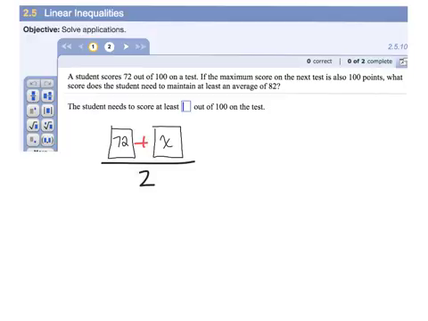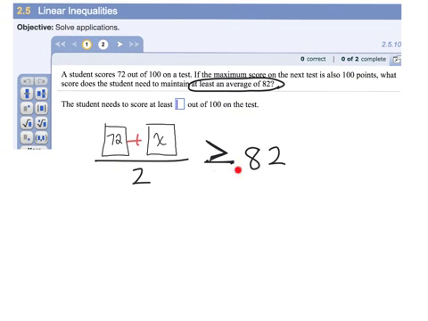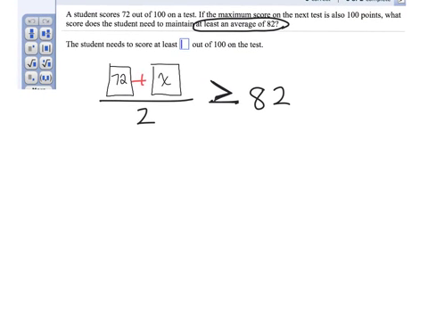Now we're looking for something that is at least an 82. So we want something to be equal to 82 or greater than 82, so it's going to be greater than or equal to 82. That's the way I'm thinking about the formula. In fact, that's practically the formula, which is going to be (72 + x) / 2 is greater than or equal to 82. So how am I going to solve this inequality?